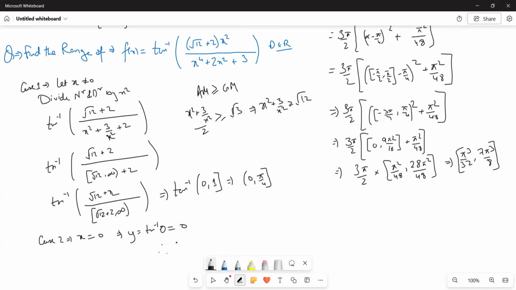Therefore, what would be the range of f(x)? 0 to pi by 4. Union हो जाएगा. Can anyone tell me केस 1 में let x not equal to 0 क्यों करना पड़ रहा है?